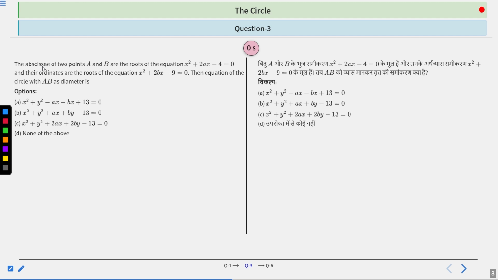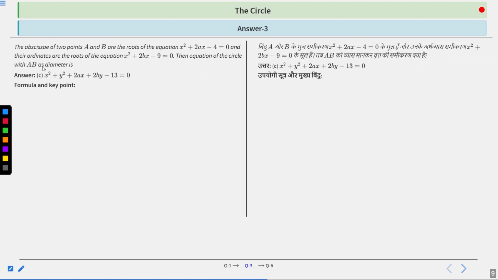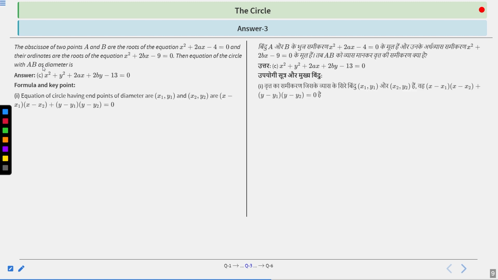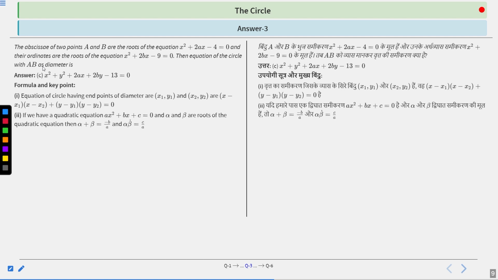Okay, let's move to the solution part. You can easily see the formula and key points we will use in this question. The equation of a circle having endpoints of a diameter (x1, y1) and (x2, y2) is (x minus x1)(x minus x2) plus (y minus y1)(y minus y2) equal to 0. Second, if we have a quadratic equation ax square plus bx plus c equal to 0 and alpha and beta are the roots, then alpha plus beta equals minus b by a and alpha into beta equals c by a. Right?